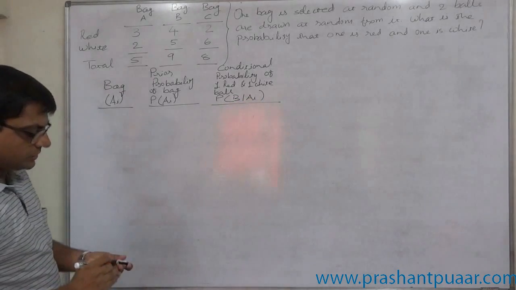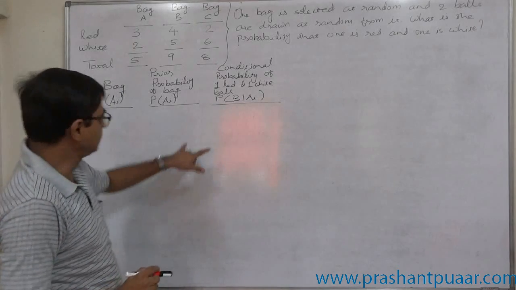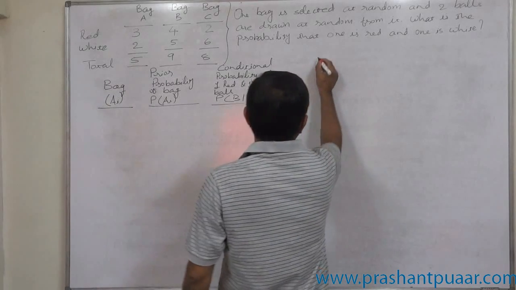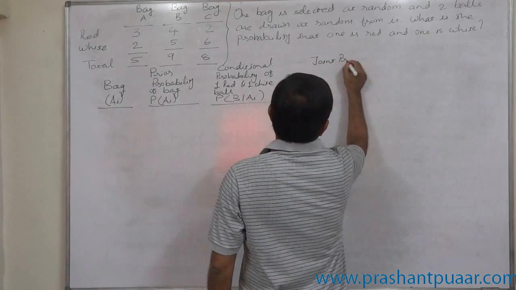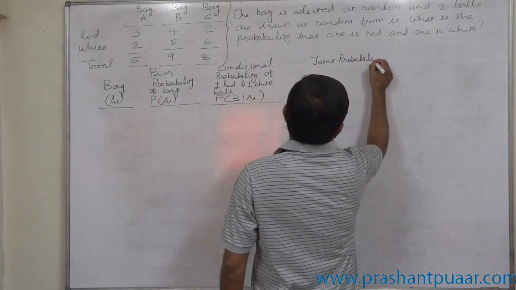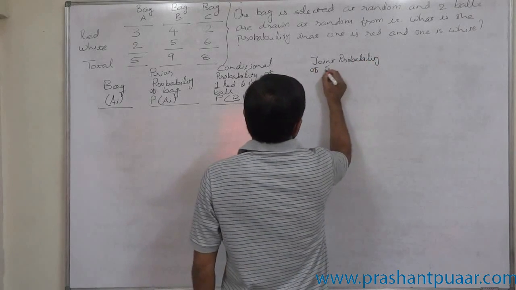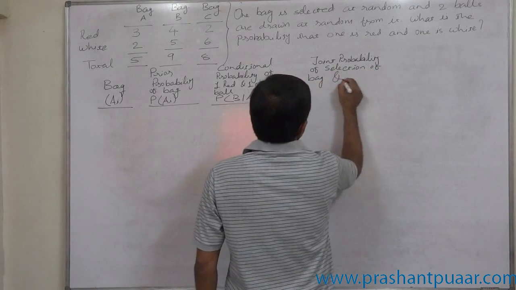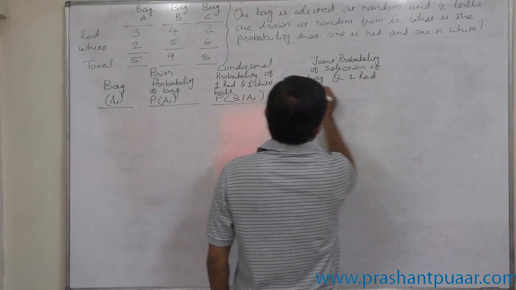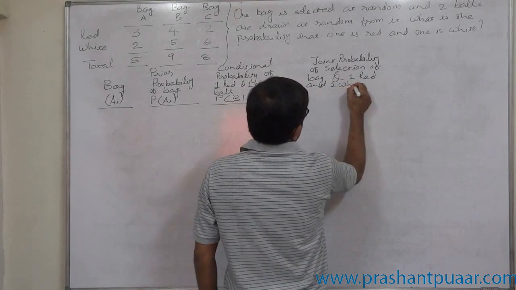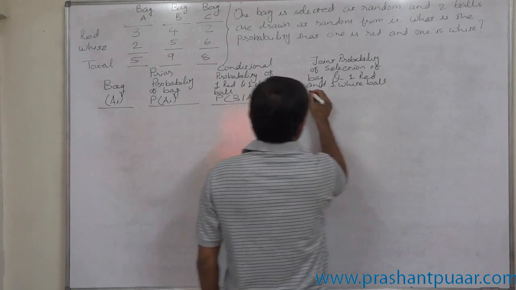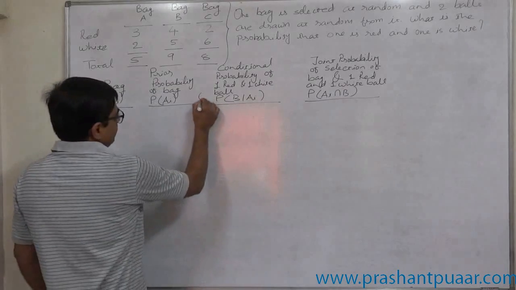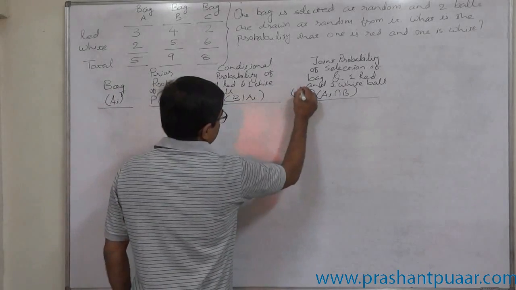As we know, according to the general law of multiplication of probabilities, multiplication of these two will give us the probability of intersection or joint probability of selection of bag and one red and one white ball, that is P of Ai intersection B, and that is actually the result of multiplication of these two. Yes.